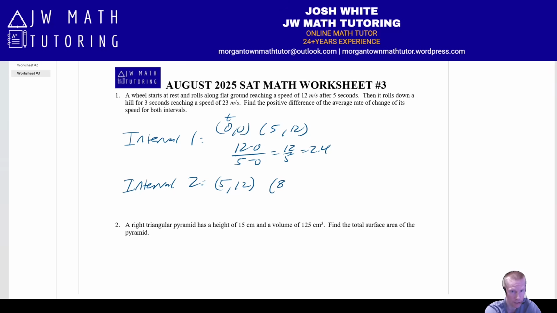Therefore, it's not 3 here. Remember, the time will be 8, right? Because it's starting at 5. It rolls down the hill for 3 seconds, so that means at time t equals 8, again, the speed reaches 23.